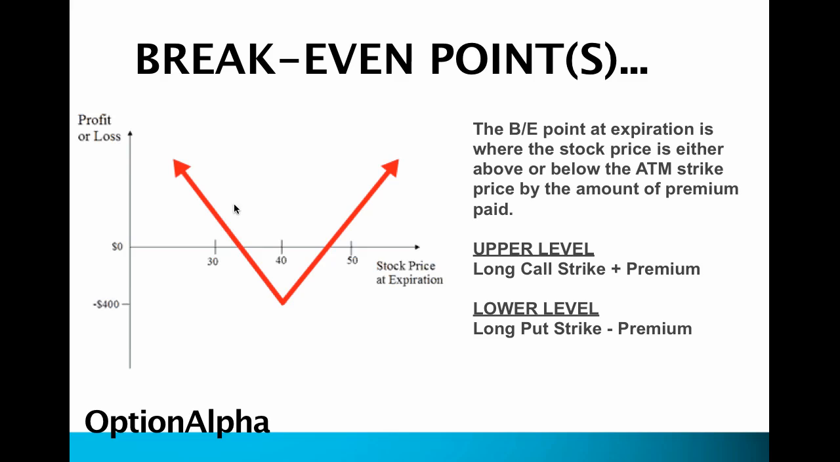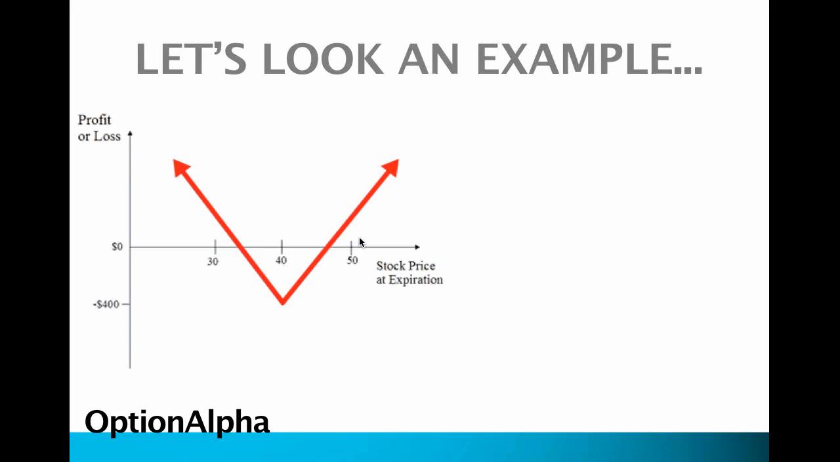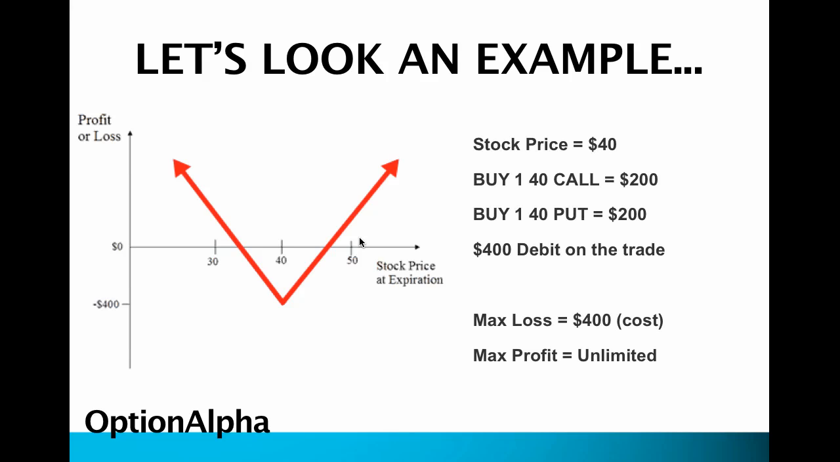So there's two break-even points on this. So long as the stock is moving, like we've continued to say in this video, then you're going to make money if you get beyond those break-even points. Now let's look at an example real quick. If the stock price is trading at, say, 40, we are going to buy a 40 call for $200 and buy a 40 put for $200 as well.